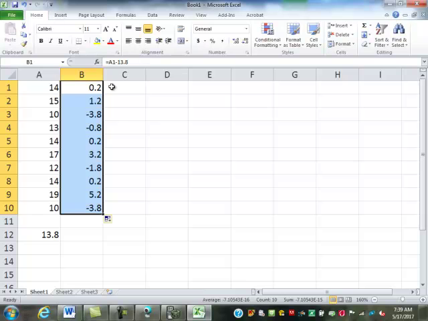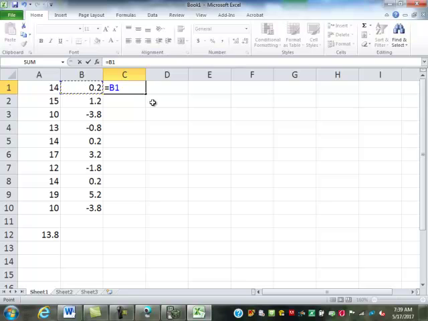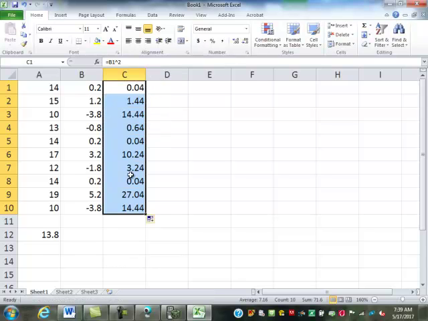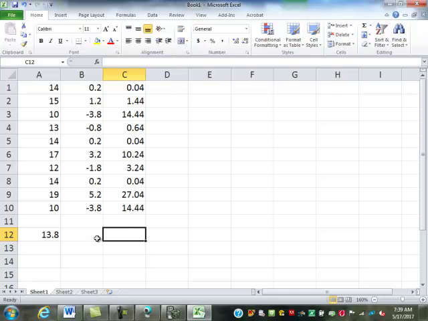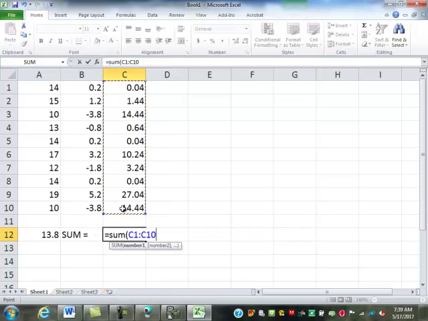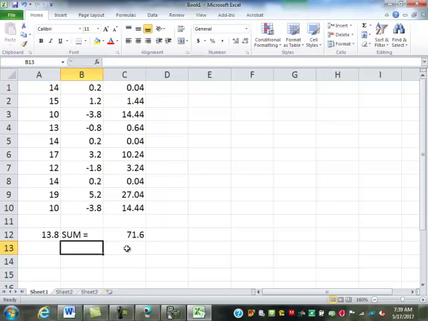What's my next step? Square them. Good. So it equals that number squared. Again, I'm going to copy it down, and it squares each of them. Once I've squared them, what do I need to do? Find the sum. There's the total of all those added up. What's next?